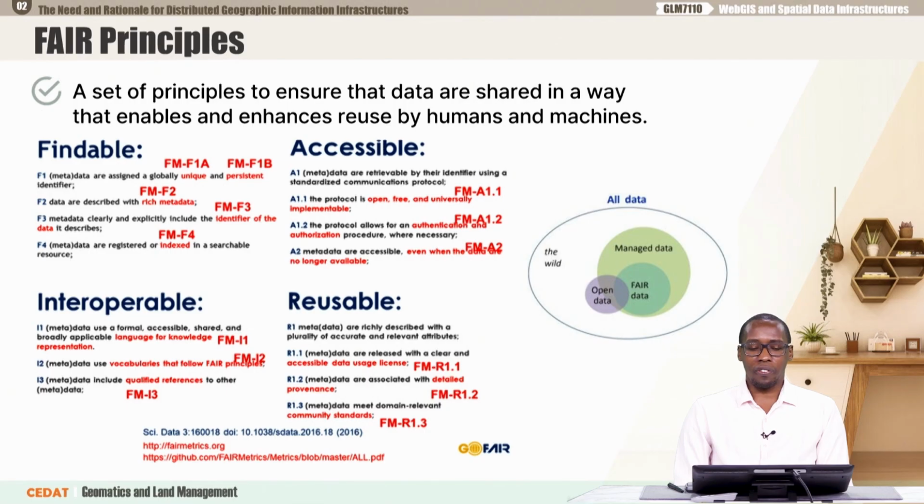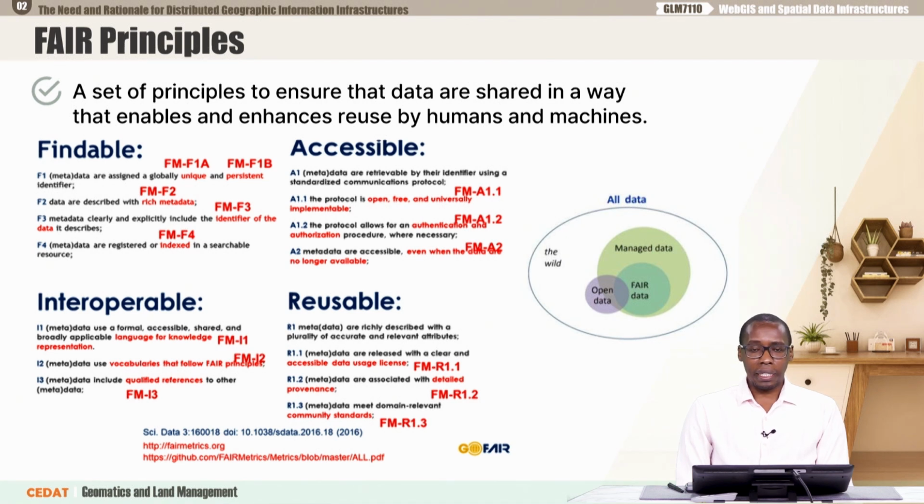And for data to be findable, it must have metadata and also have a globally unique persistent identifier for all the metadata and the data. And it must be indexed. This metadata or data should be indexed in a searchable resource.